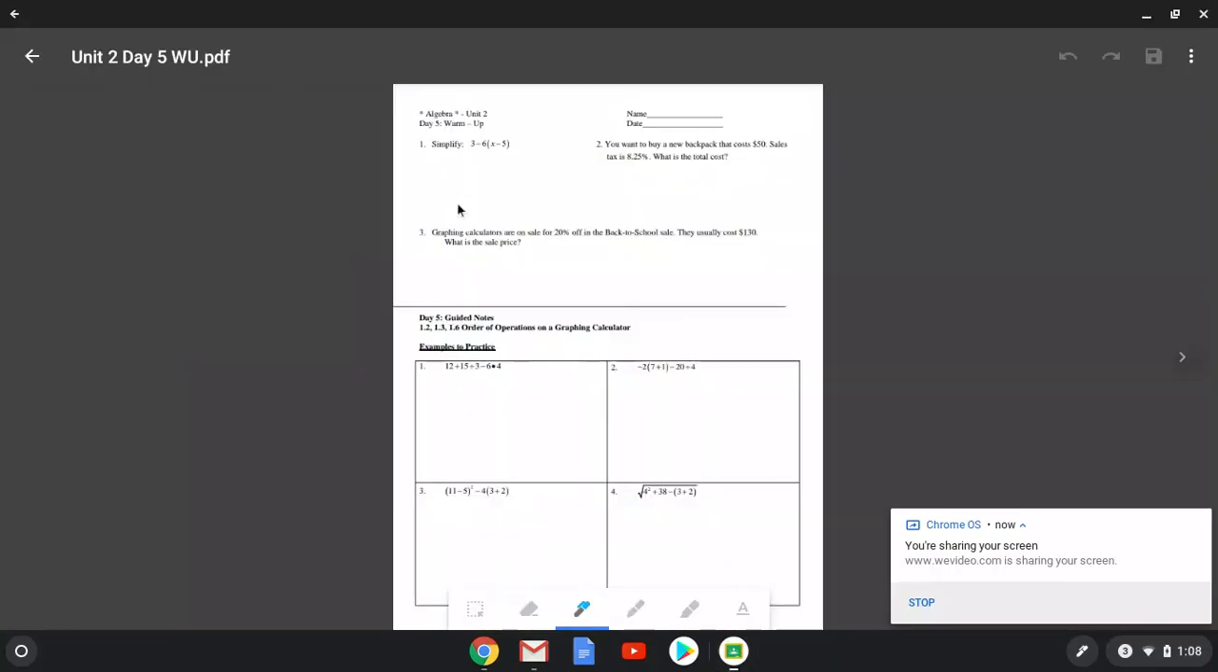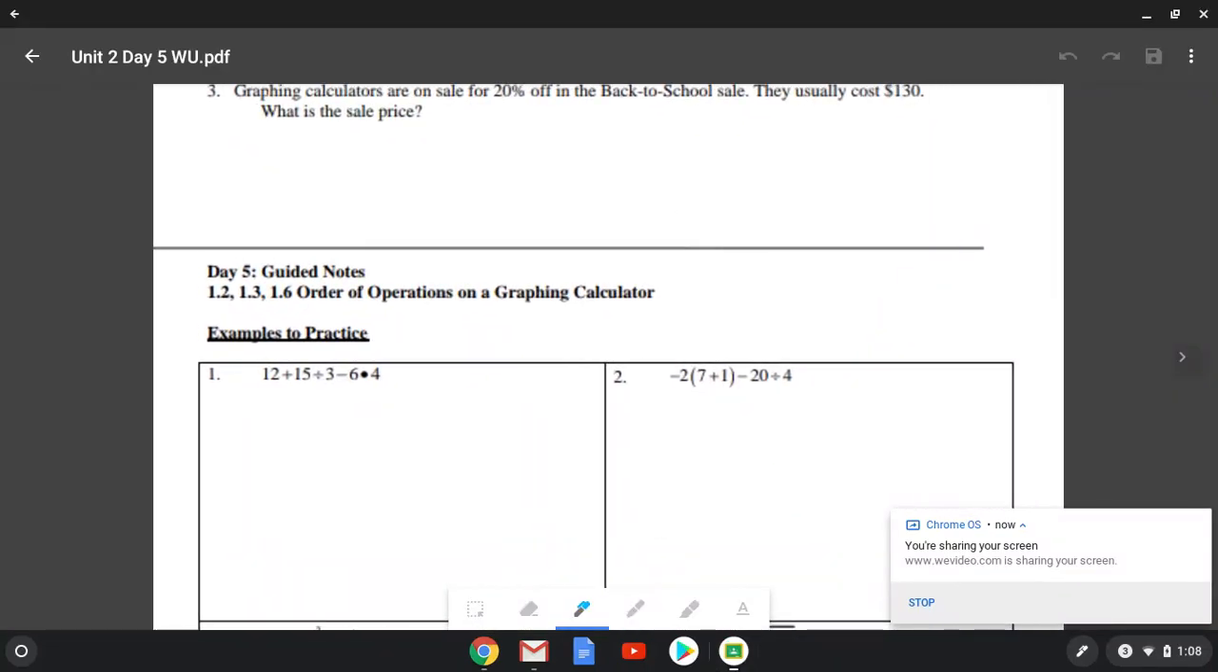All right, welcome back for Unit 2, Day 5. We're going to go through order of operations from last year. It should be something that's not new to you, but something hopefully is familiar from last year.